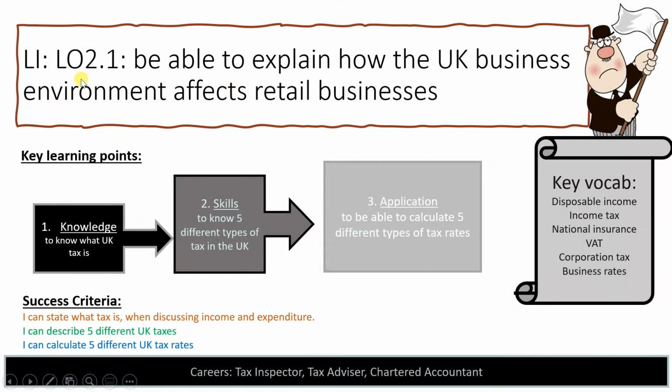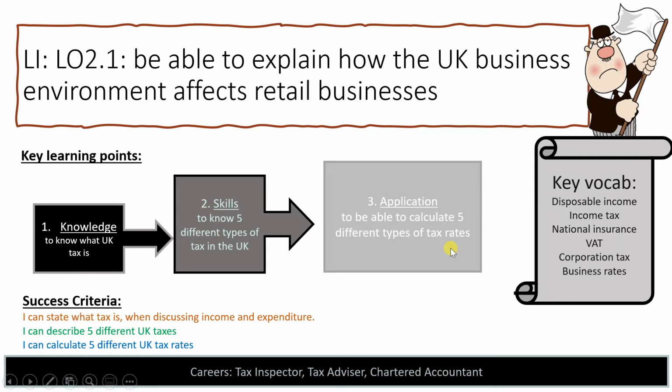So lesson 2, this one is so that you know all about tax in the UK. There are 5 different types of tax that we're going to look at in the UK, which are going to be relevant to you as soon as you start earning any money, even if it's a part-time job. And we're going to look at how to calculate those tax rates as well.